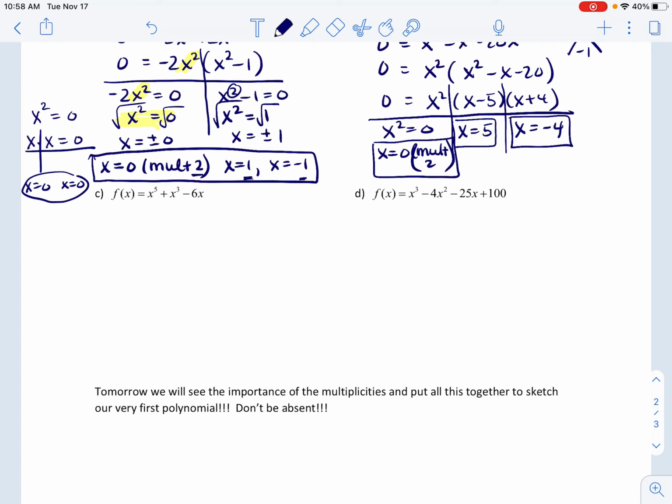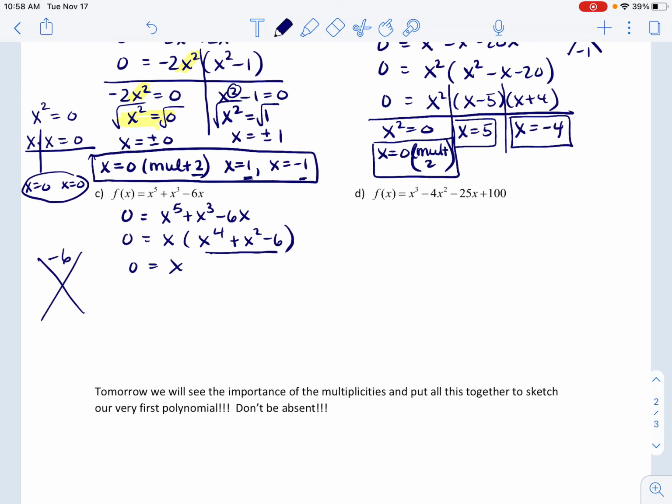Okay, let's look at part C. Again, set f of x equal to 0. So I have x to the 5th plus x cubed minus 6x. I'm going to pull out an x, leaving me with x to the 4th plus x squared minus 6. Then I'm going to try to factor this, doing the big X. I have 2 numbers that multiply to give me negative 6 and add to give me 1. That's going to be 3 and negative 2, right? So this will factor to x squared plus 3 and x squared minus 2.